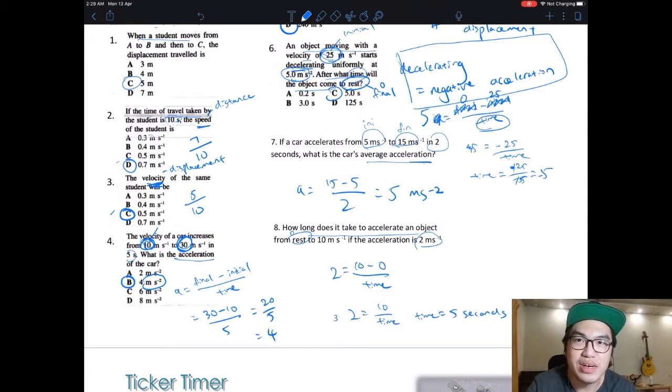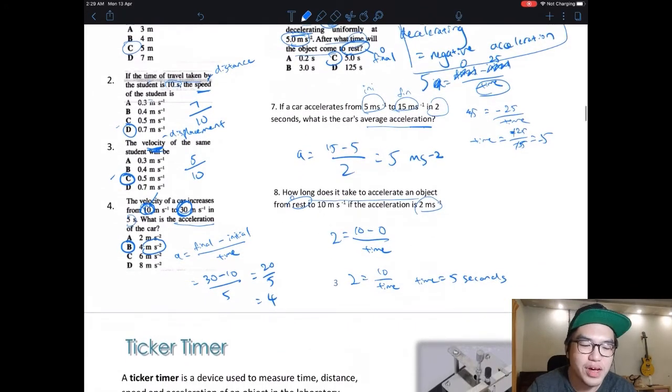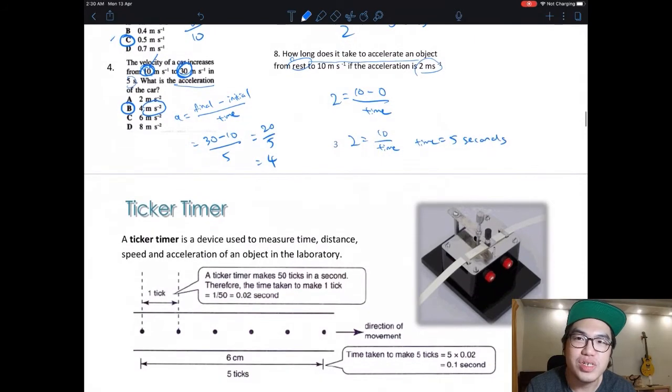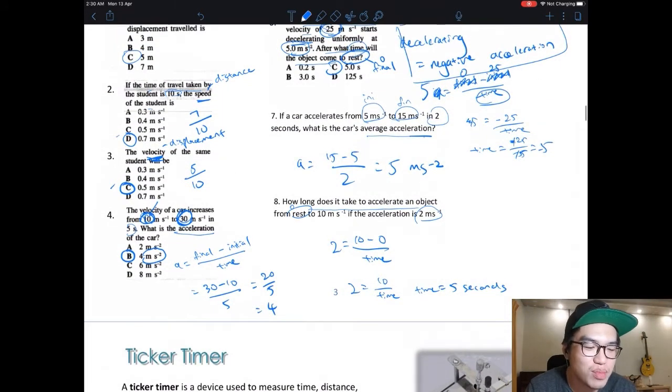We still have a bit of time in this video, and I don't want to split this into 2, easier for you. How do we measure velocity? There are 2 ways of measuring velocity. Number 1, you use a high-speed camera.